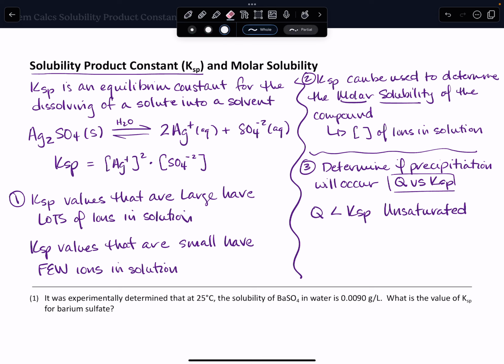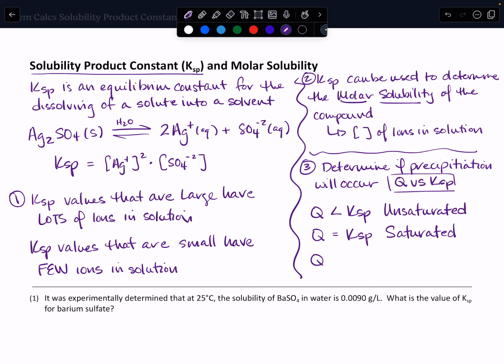We might do our calculation and find that Q is equal to KSP. That would be a saturated solution, meaning no more of the solid is going to dissolve. And we are at that point where a couple particles of the ions are reforming solid at the exact same time that some of the solid particles are dissolving into the ions. And so it doesn't look like anything is changing. But in fact, we still have those active particles moving back and forth.